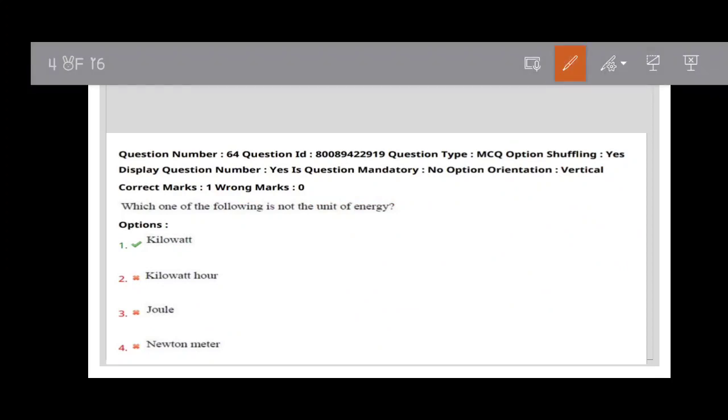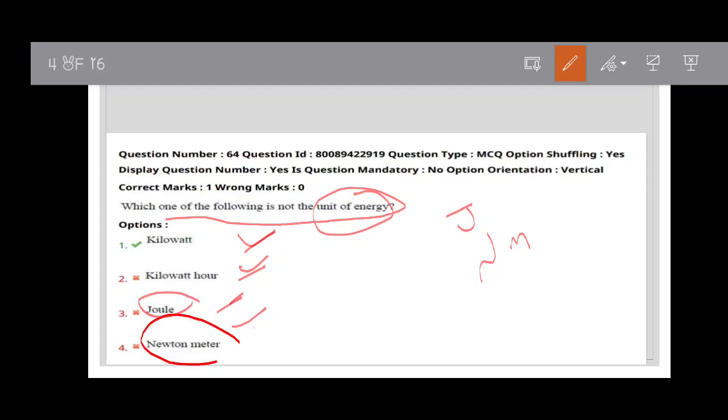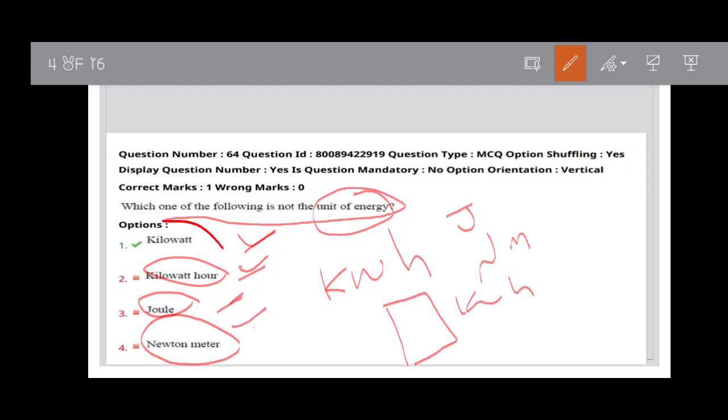Now next question, which one of the following is not the unit of energy? He is asking from these four options which is not the unit of energy. We know that energy is in the SI units of joules or Newton meter. He has given kilowatt hour, joule, Newton meter. Joule is correct, Newton meter is correct, and kilowatt hour is also correct. In energy meters we get the units in kilowatt hour, but kilowatt is the unit of power, so it is not the unit of energy. The one which is not the unit of energy is kilowatt.